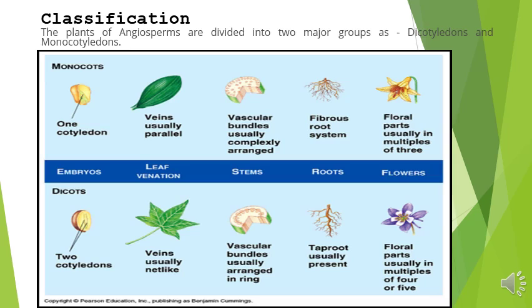When we are talking about the floral parts, it is in the multiple of 3. In monocot the floral parts are in multiples of 3, meaning the stamens, sepals, petals will be in multiples of 3. Whereas the floral parts of dicot will be in 4 or 5 multiples. Okay, it may be 5, 10, 15 in such a way.